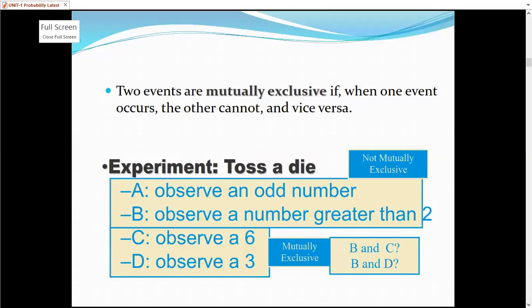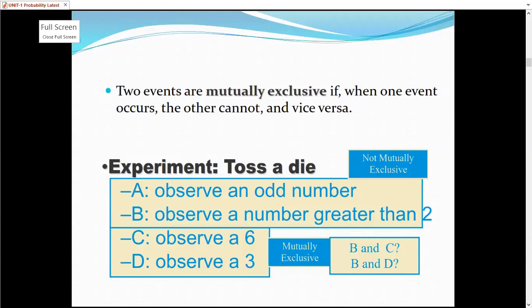Let's see one more example, C and D. C is observe a 6, meaning you have only one event, E6. And D is observe a 3, meaning only E3. So C with singleton element E6 and D with singleton element E3. In that case, you can observe that these two are mutually exclusive.